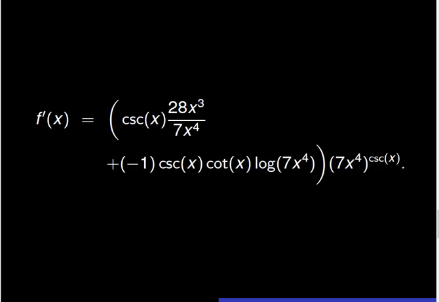This final expression can also be given as follows: f prime of x is equal to the quantity cosecant of x times the fraction 28x cubed over 7x^4, plus minus 1 times cosecant of x times cotangent of x, times logarithm of 7x^4, times 7x^4 to the power cosecant of x.